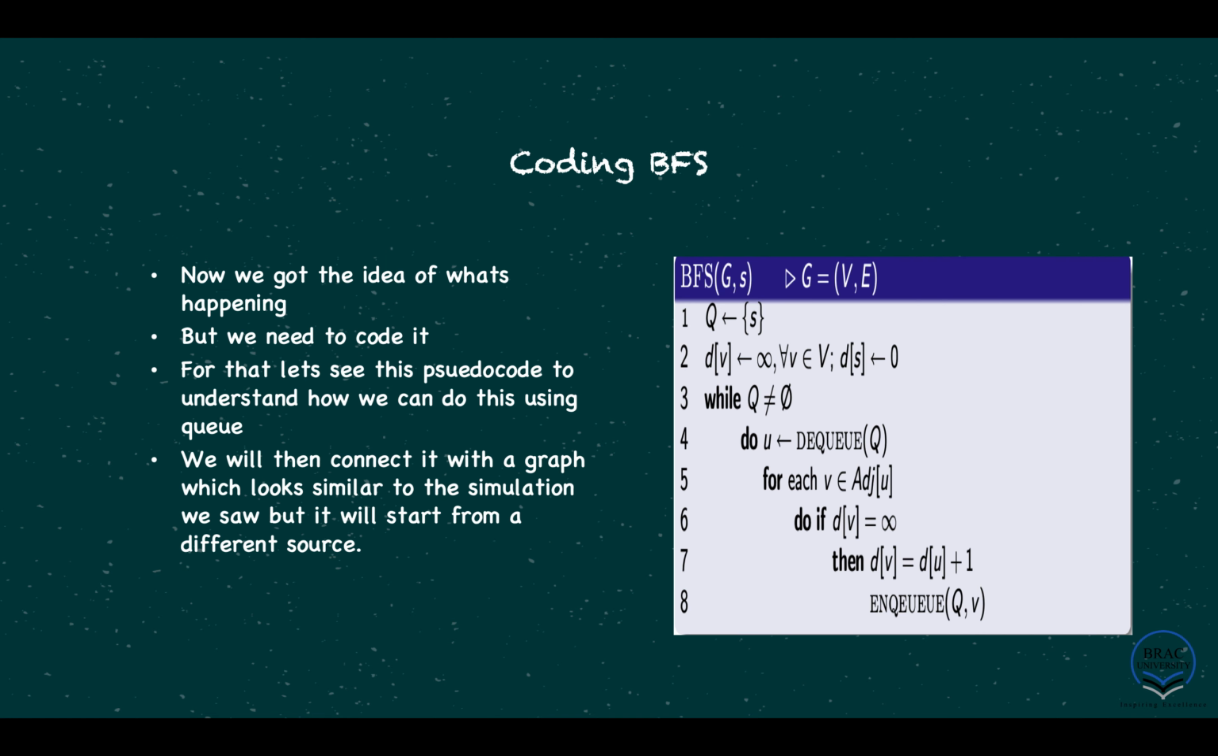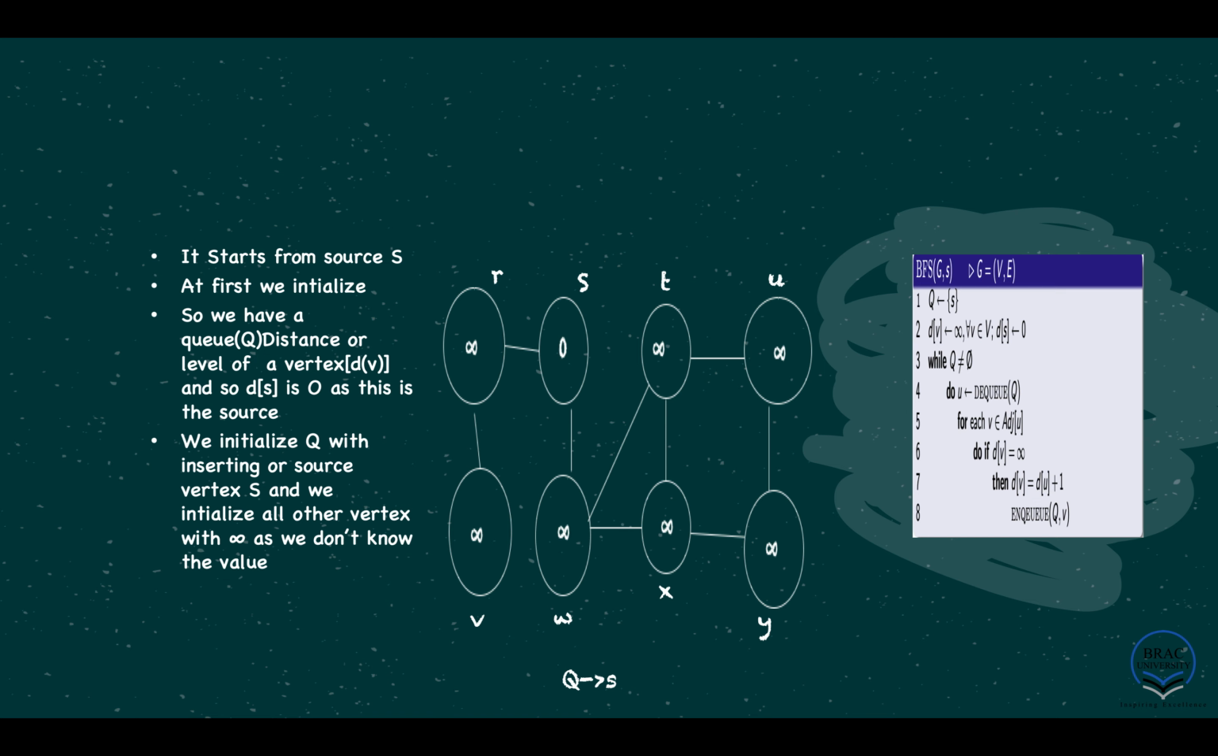Now let's talk about coding BFS. Now we got the idea of what's happening, but we need to code it. For that, let's see this pseudocode to understand how we can do this using a queue. We'll then connect it with a graph which looks similar to the simulation. We saw it, but we will start from a different source for that graph.